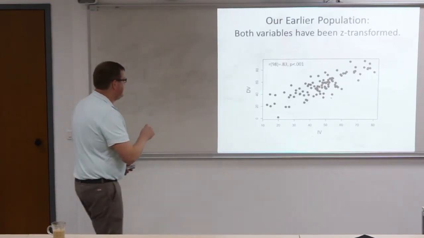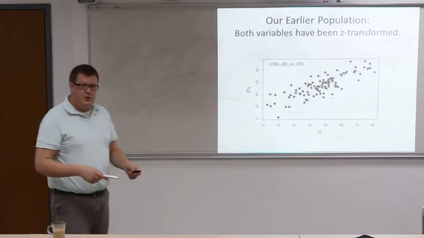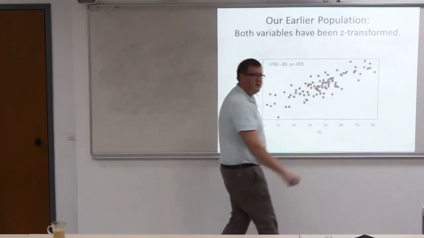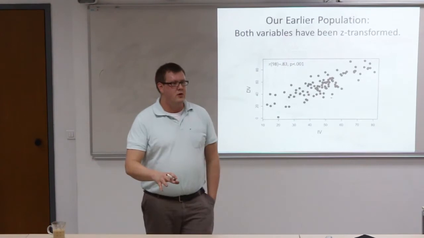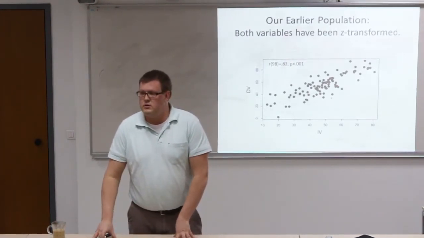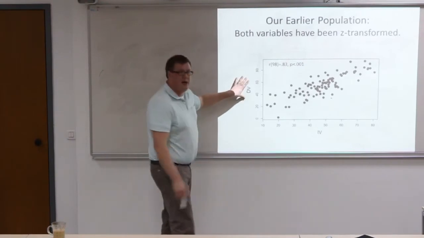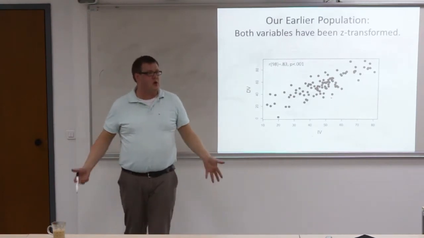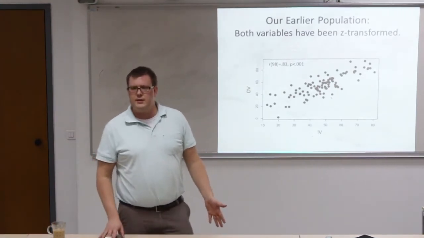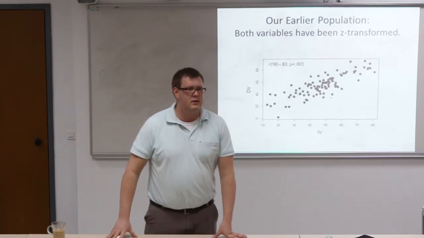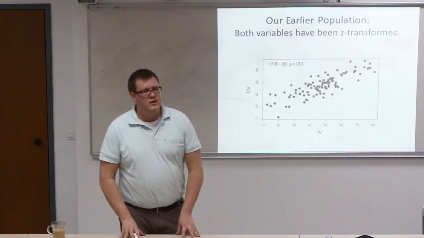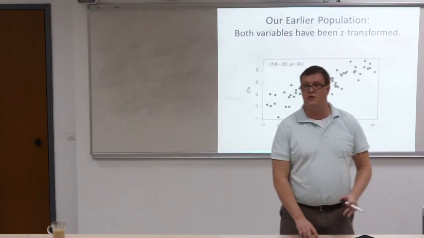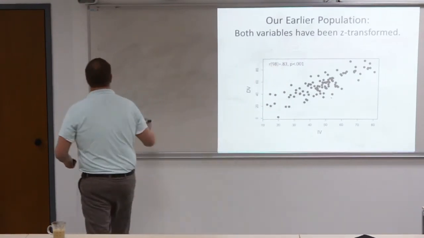So we have this population. Now we're going to do a z-score transform. We're going to transform all of the independent variable scores into independent variable z-scores, and we're going to do the same thing with the dependent variables. All of the dependent variable scores will be transformed into dependent variable z-scores. So how do we get the z-scores? Normal distribution. We actually don't even need to think about the normal distribution at all in order to do a z-score transform. You remember the formula?